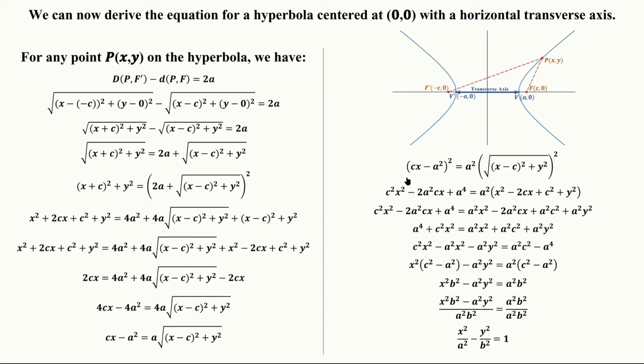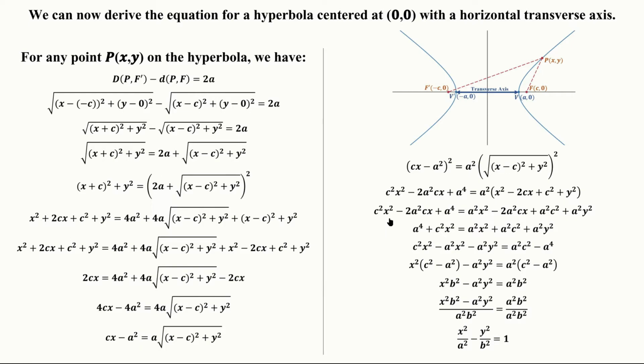So we get the square of this expression, cx minus a squared equals a squared, because we've already squared the a, and then times the square of that radical. So now we apply the square of a two-term expression again. We get c squared x squared minus 2 times a squared times cx plus a to the 4 equals a squared times, remember when you square that you just get the radicand, and we go ahead and expand the x minus c squared. We get x squared minus 2cx plus c squared, and then plus y squared.